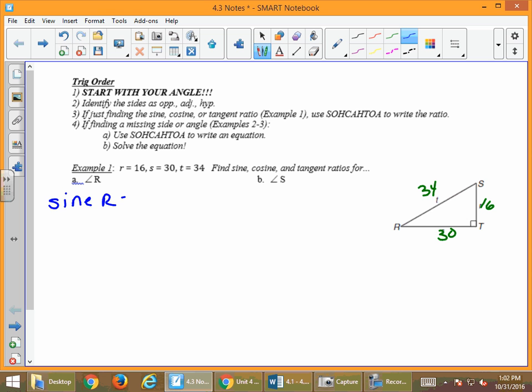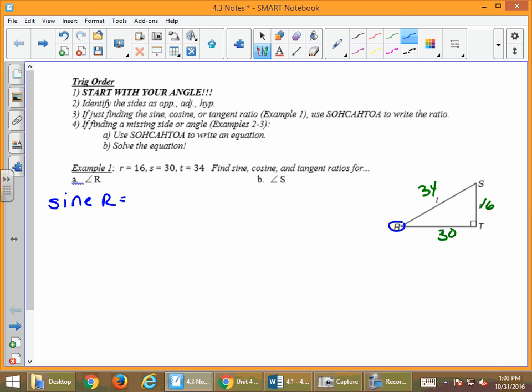You only got the sine on mine. Yep, you only got the sine. We'll review it just to refresh your memory. So remember, follow these steps to set up those ratios. Start at your angle. Well, we're dealing with angle R, so that's where we're going to start. And then label your sides.